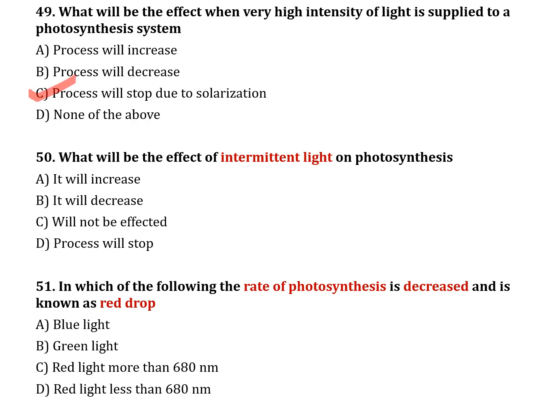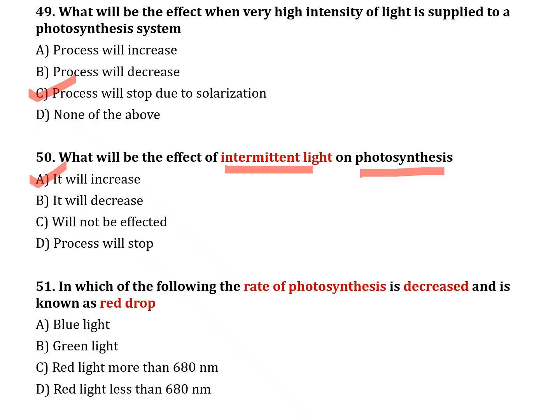The next question, number 50. What will be the effect of intermittent light on photosynthesis? Option A, it will increase. Option B, it will decrease. Option C, there will be no effect. Option D, process will stop. Correct answer is option A, it will increase photosynthesis.